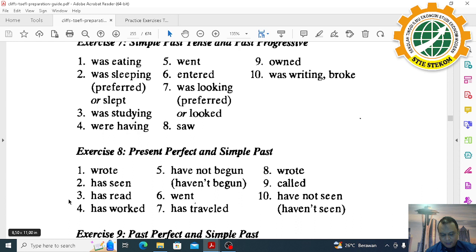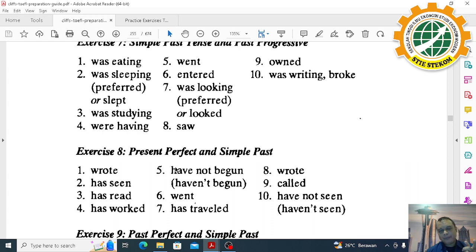Ya kan, nomor 2 dan 3 ini tidak ada keterangan waktu, jadi nggak ada kata last, yesterday, maka pakainya adalah present perfect. Dan number 4 ini Mr. Johnson has worked in the same place for 35 years and he is not planning to retire yet. Nah, number 4 ini juga sama, nggak ada keterangan waktu, ya. Kalau kita bagaimana taunya itu kita pakai present perfect?